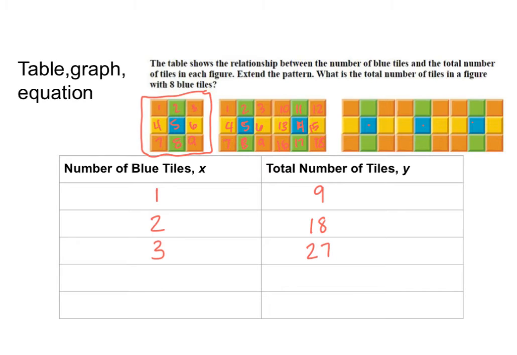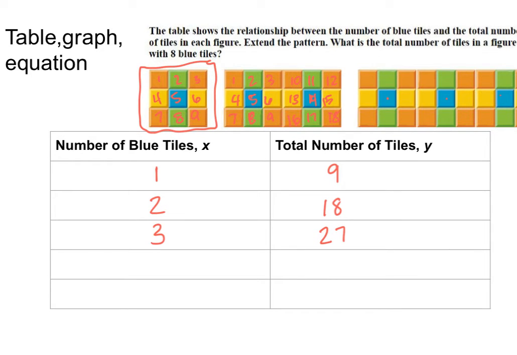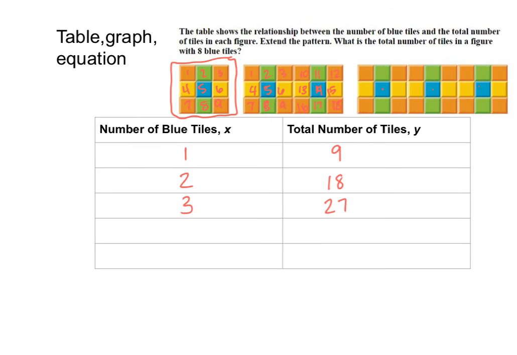Do we see a pattern? I do. Okay, each time that you are adding a blue tile, you're adding 9 more total tiles. Because when we had 1, we had 9. When we had 2, 9 times 2 is 18. 9 times 3 is 27. Let's move on to 4. When we have 4 blue tiles, we should have 36 total tiles. And when we have 5 blue tiles, we should have 45 total tiles.